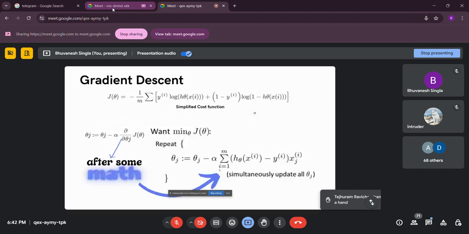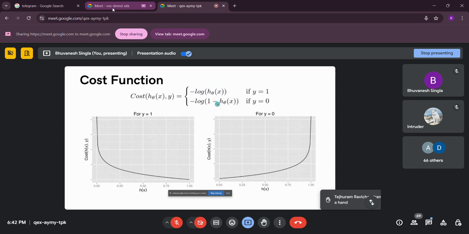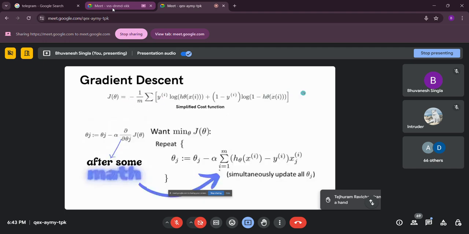But the thing is, we can't exactly use this conditional function. We need to convert it to a singular function so that it's differentiable. And for that, we have this simplified cost function. Now it does look a bit complex, but it's actually very simple.